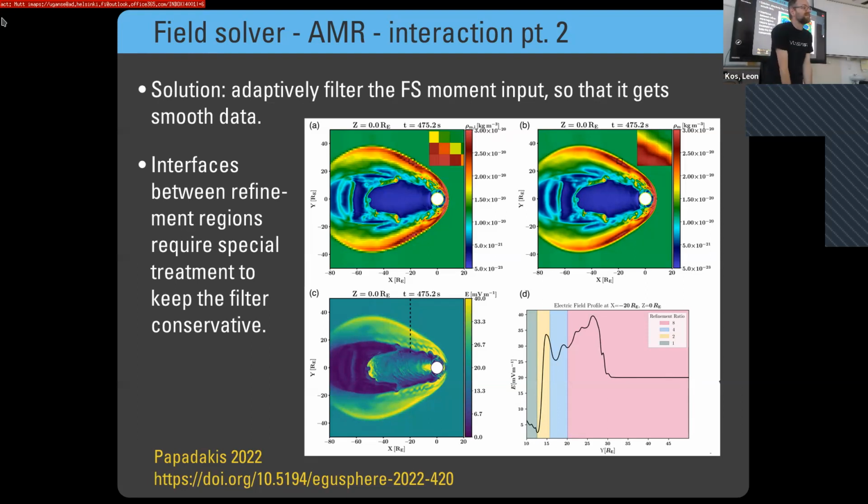What is the ratio of your maximum mesh size to the minimum mesh size? At the moment, we're running a maximum of 3 refinement levels, so that's 8 to 1. 8 to 3. Yeah.